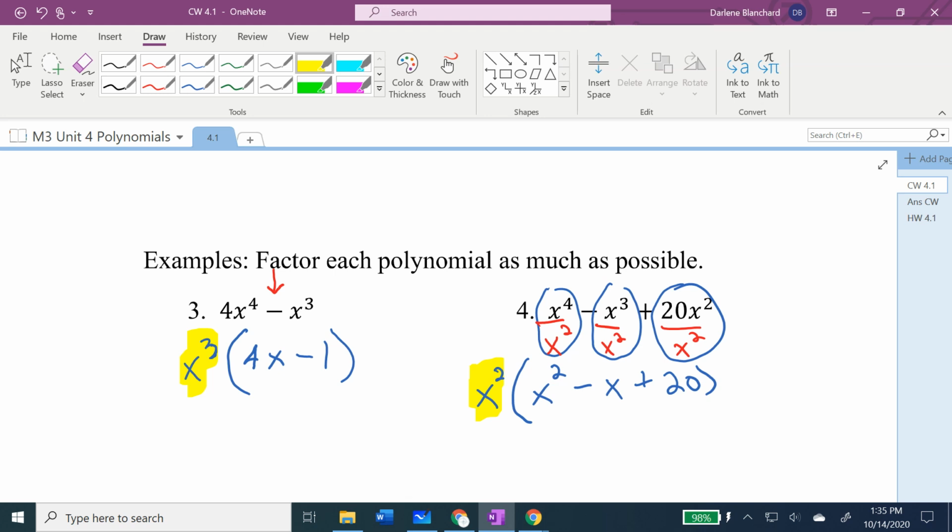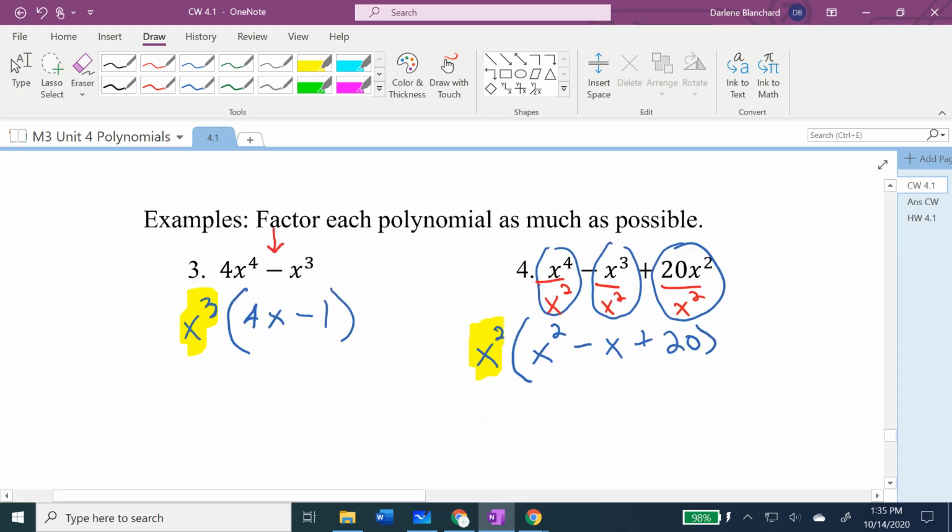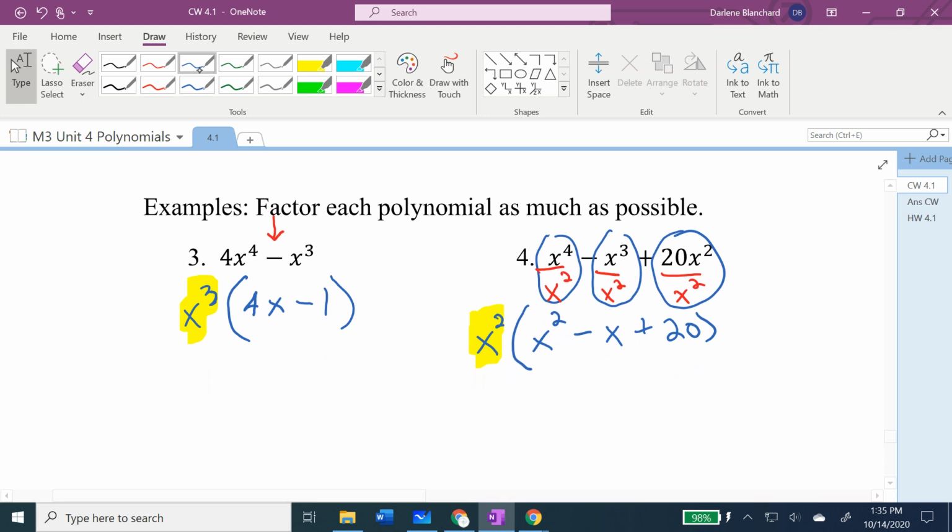Or do you mean exponent 1? If you have exponent 1 and that's it, and it's linear, you're done. But now I have a quadratic to deal with, but it's a nice one. 2 numbers, you multiply, you get positive 20, you add, you get negative 1.